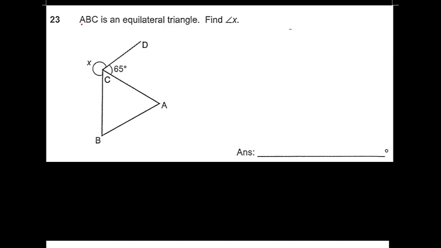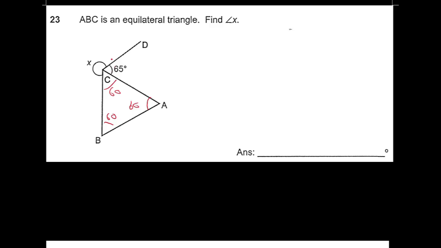Question number 23. ABC is an equilateral triangle. Find angle X. Actually it's quite straightforward. What does equilateral triangle mean? It means the three sides are the same, which means the angles are 60 degrees, 60 degrees, and 60 degrees. So you want to find angle X, which is this angle here.